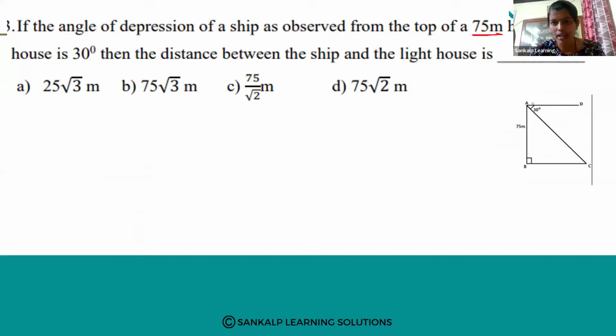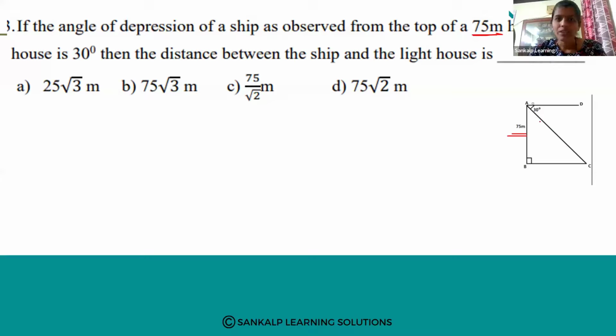Next, if the angle of depression of a ship as observed from the top of a 75 meter high lighthouse is 30 degree, then the distance between the ship and the lighthouse is. So angle of depression is there. So here the angle of depression is formed. See, consider this diagram. 75 meter is the height of the lighthouse. Okay, so this is the height of the lighthouse AB, that is 75 meter, and the angle of depression.